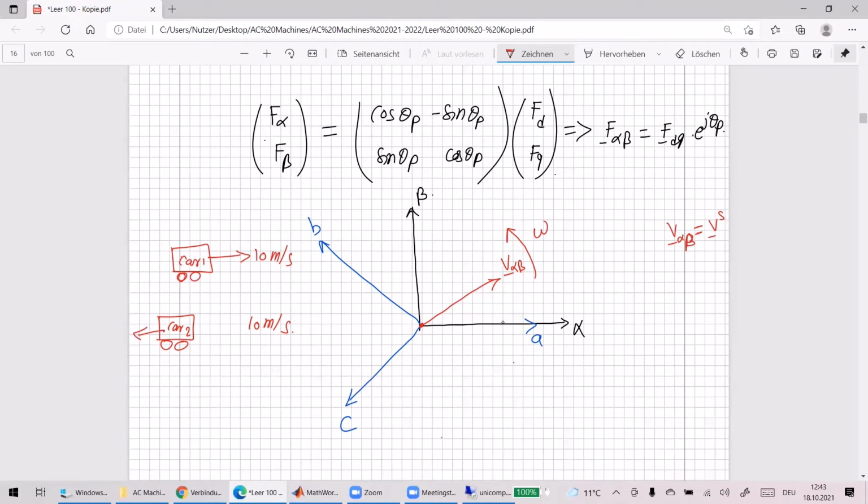But now let's imagine the cars are moving in opposite directions, and the person in one car observes the person in the other car. Then they will see that they are moving with double speed. The person in one car will assume that the person in the other car is moving with 20 meters per second, not 10. That person will see the car moving even faster, because that one is going away and this one is also going away. So their velocities add up when they see each other. So this is your relative velocity concept.